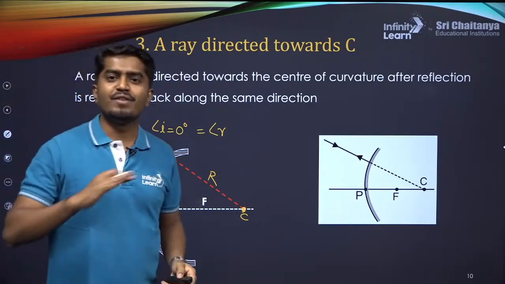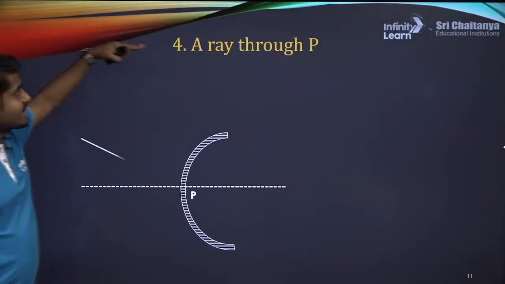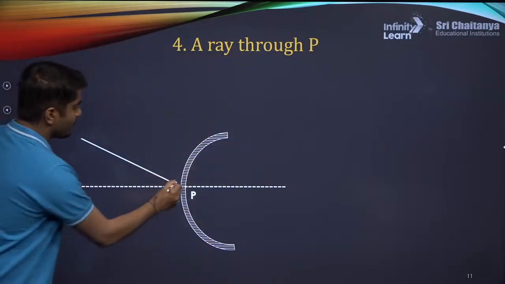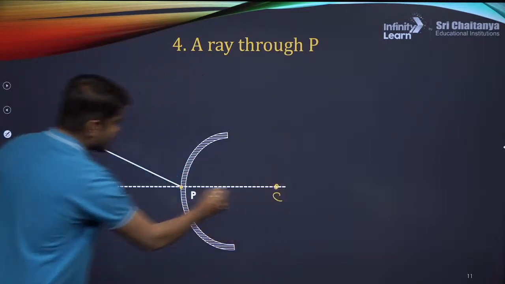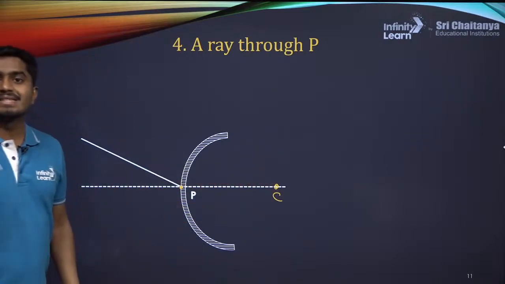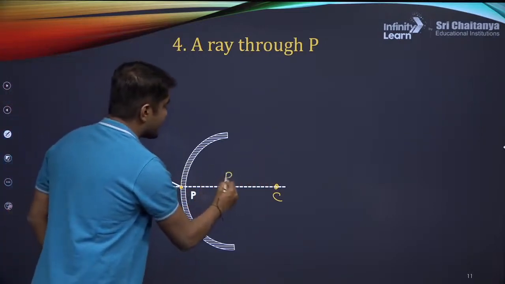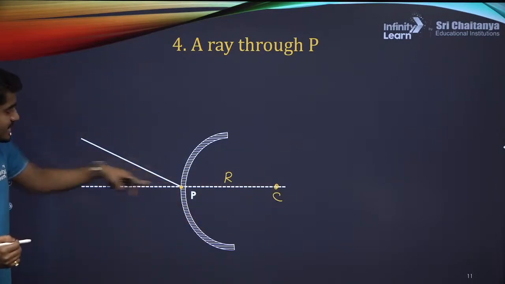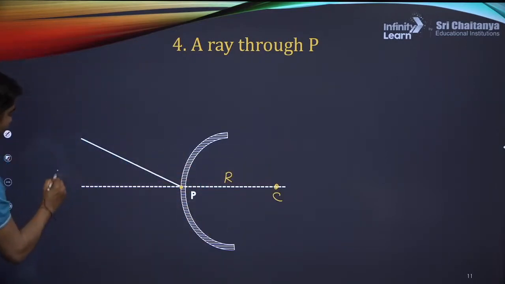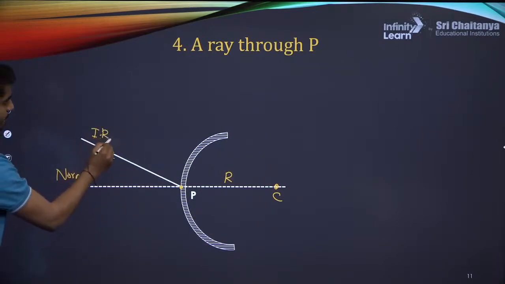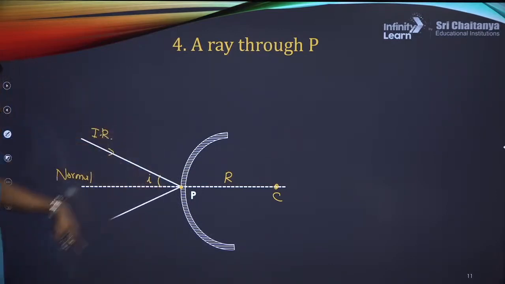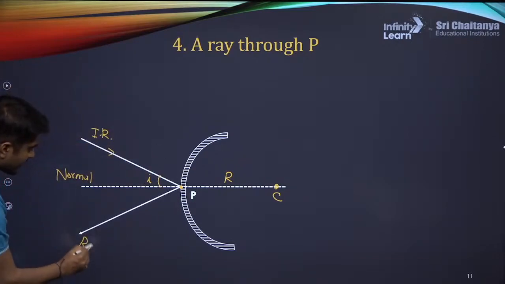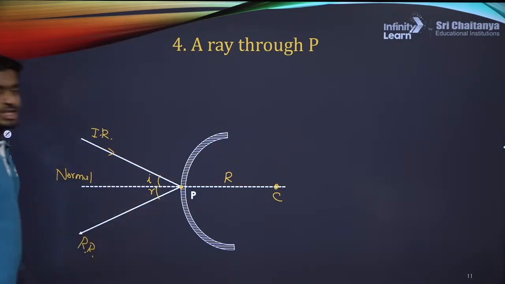Now the fourth one, and very easy: the ray which is directed towards the pole. There is a pole here. Somewhere here is the center of curvature. So what is this line? The principal axis is nothing but the extension of the radius. So this will act like a normal. There is the incident ray, and this angle will become our angle of incidence. Now it will get reflected. So this is a reflected ray and this will be the angle of reflection, right?